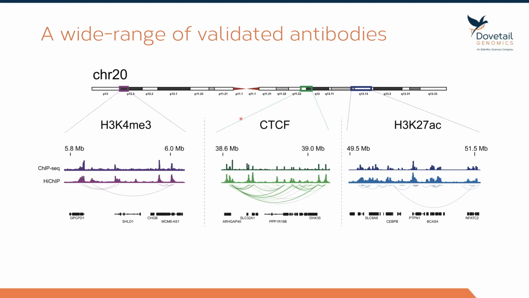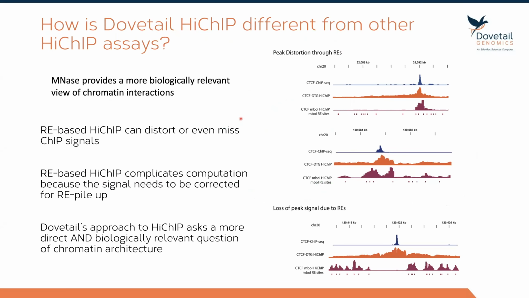And one of the questions that we often get is, how is our HiChIP different from other HiChIP assays? And really, again, it fundamentally comes down to the use of restriction enzymes. So here, what I'm plotting is normal ChIP-seq data for CTCF, HiChIP coverage for the Dovetail approach, and then HiChIP coverage for a restriction enzyme approach. And then I'm calling out where the restriction motifs are here at the bottom. And so really what restriction enzymes do is they distort the peak. So here we're able to recapitulate the peak signal.